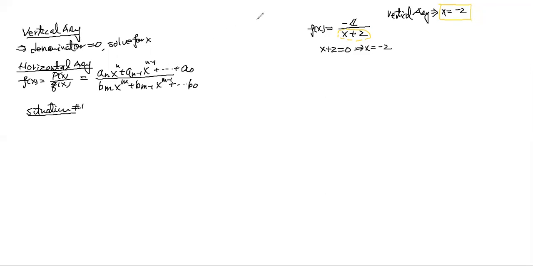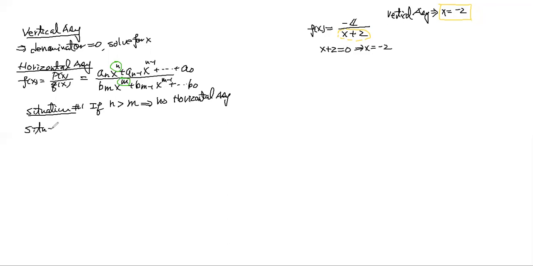Okay, so we are comparing the degrees. Situation number 1: if the degree of the numerator is greater than the degree of the denominator, then we say no horizontal asymptote. The reason is that the x on the top goes a lot faster than the x on the bottom, so it's going to infinity. So there's no asymptote there.